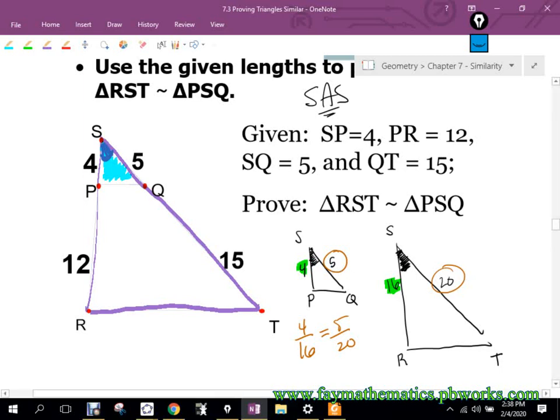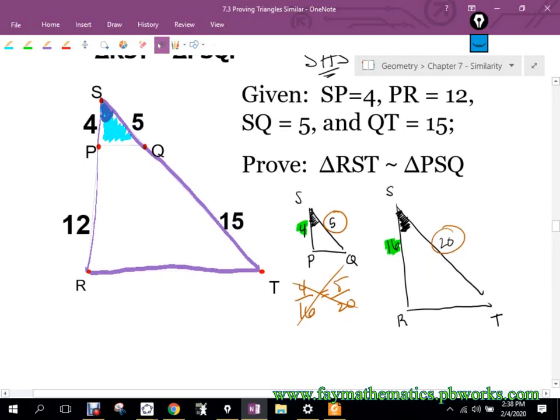Now, when I cross multiply, what's 4 times 20? 80. What's 16 times 5? 80. Okay. So I get cross products that are equal, so those are proportional, right? Okay. So I want to write that triangle SPQ is similar to triangle SRT by side angle side.